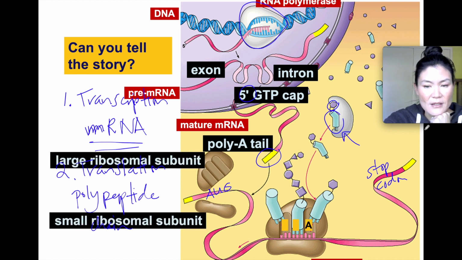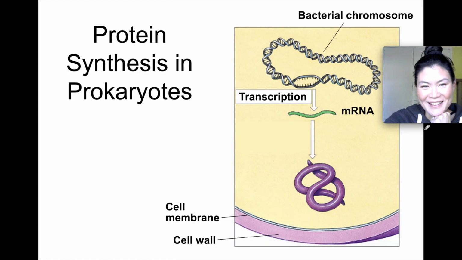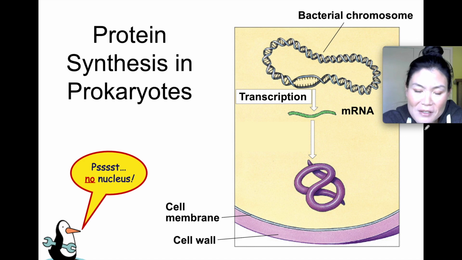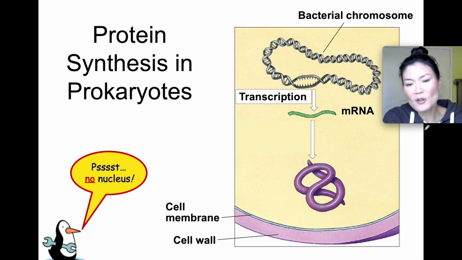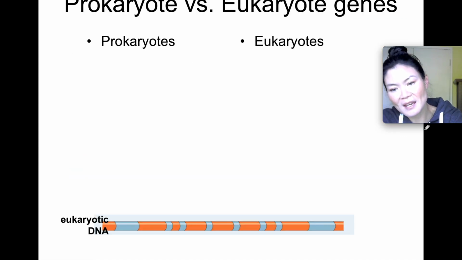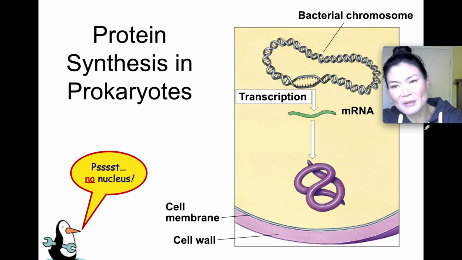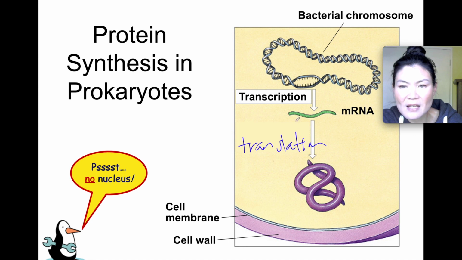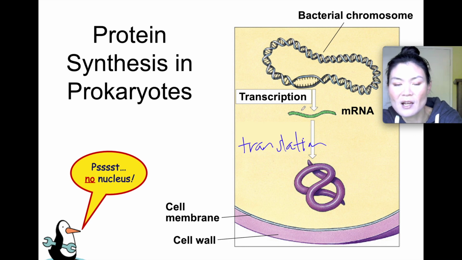So that is the whole story of protein synthesis. And now we're going to talk about other stuff, okay? So in prokaryotes, they don't have a nucleus, right? So transcription and translation are going to happen at the same time in prokaryotes. Transcription and translation for prokaryotic cells happens exactly at the same time, and I'll show you a picture of that coming up in just a minute.